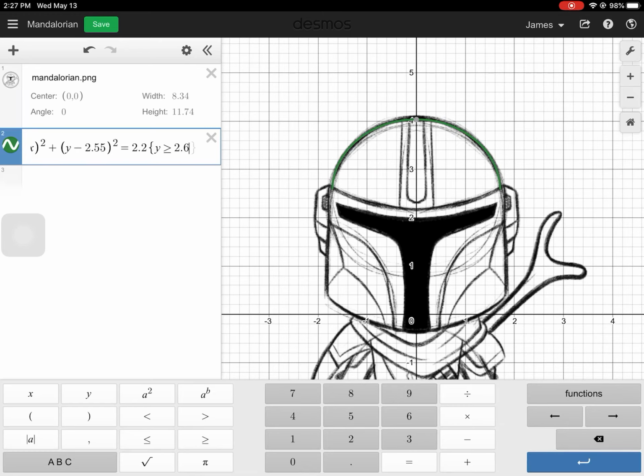We could change the color. And anyways, that's just kind of an introduction to how you're going to graph this.